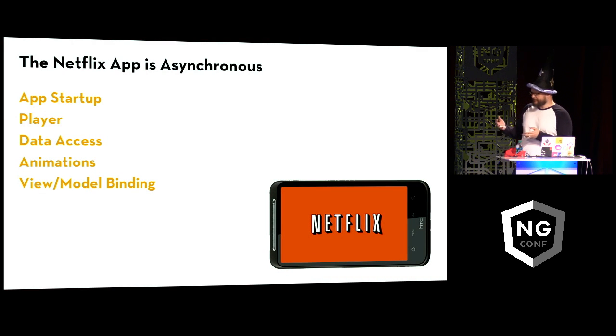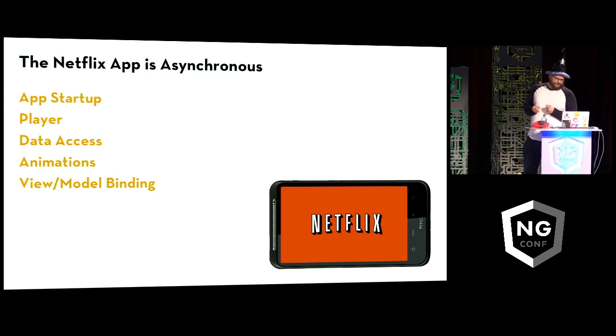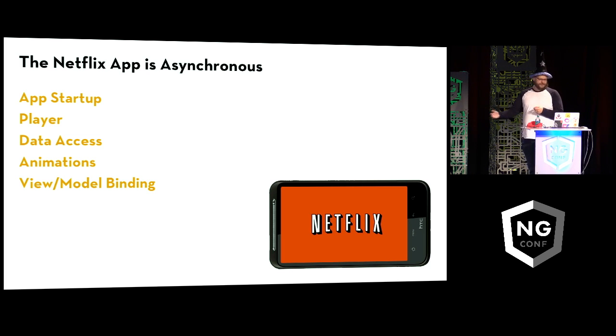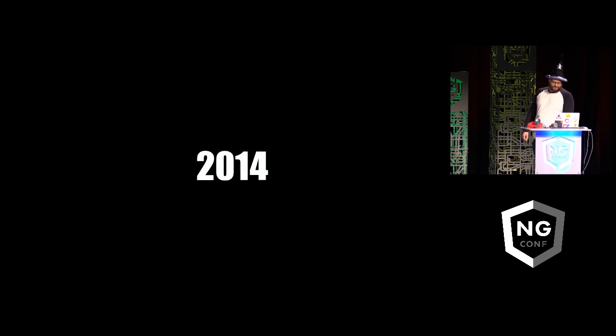When you think about the Netflix player and other things such as Microsoft Delve, everything about your apps today is asynchronous, whether it's your startup, your player, your data access, your animations, view model bindings. Everything about your app happens to be reactive in some form or fashion, or at least event-driven. But with that come a number of nightmares that you have to deal with. Memory leaks: I forgot to get rid of my event handlers, I left a few open. Race conditions between certain events that are happening. Callback hell. Complex state machines, where I don't know quite how to read where my code goes next. And so you have all this disjointed error handling, because you now have error handling in 5 or 6 different places.